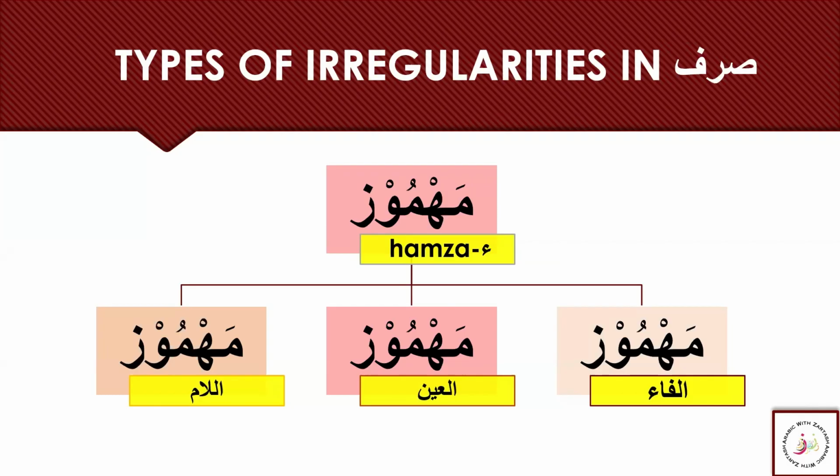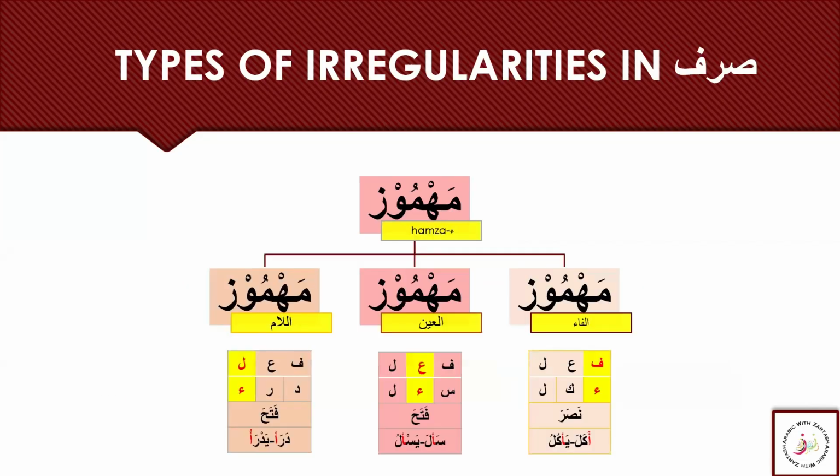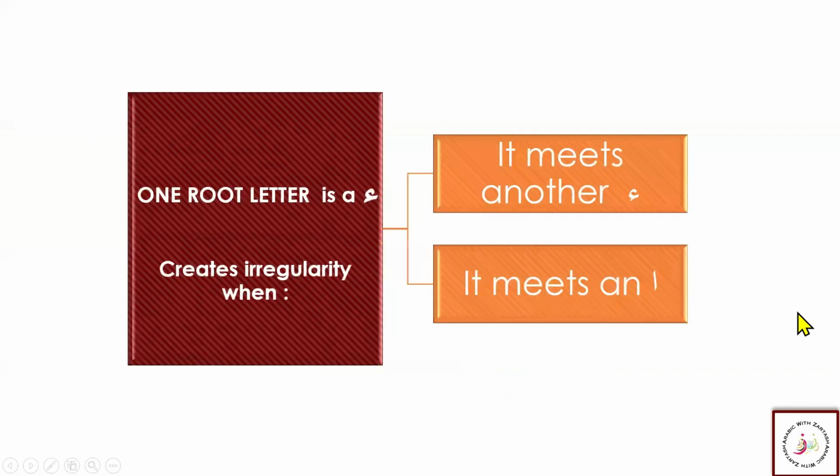So starting with the Thulathi Mujarrad family, let's say that Hamza is in the beginning, Mahmuz Fa, we'll see how it is going to react. Here we can see the examples of Mahmuz Fa, Mahmuz Ain, and Mahmuz Lam: when Hamza is in the Fa kalima, Hamza is in the Ain kalima, and Hamza is in the Lam kalima.